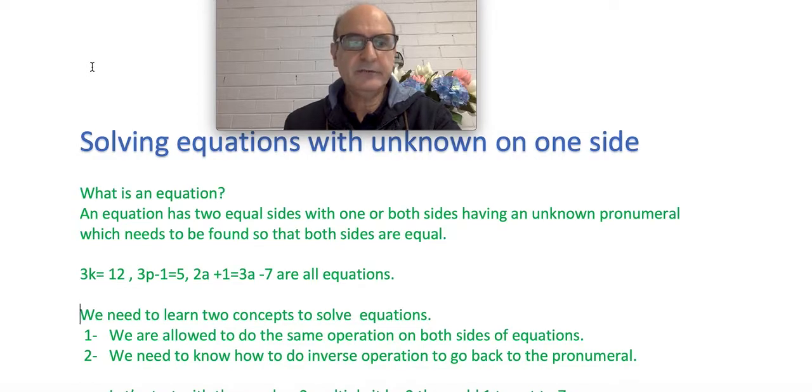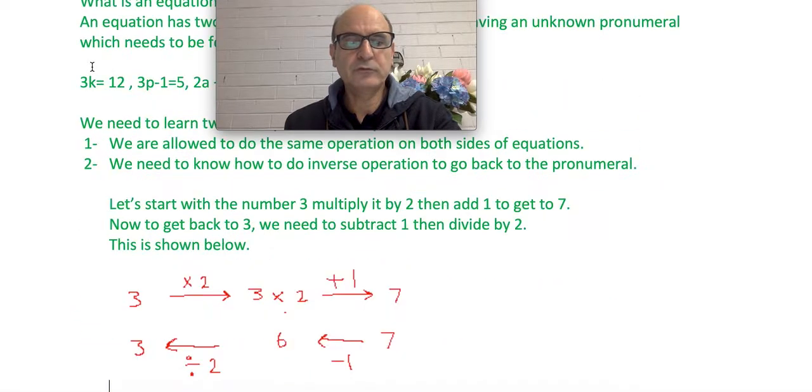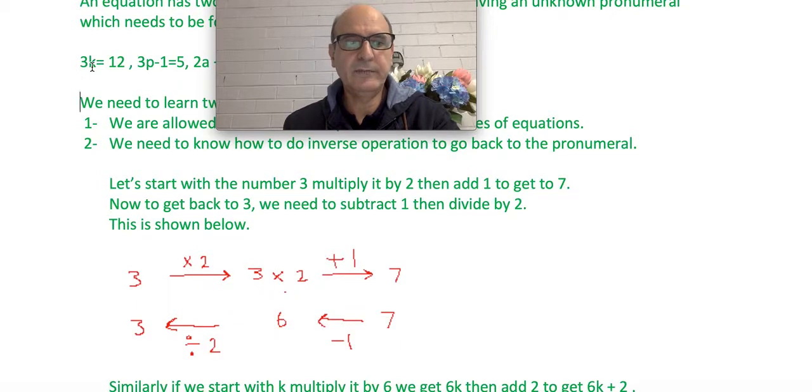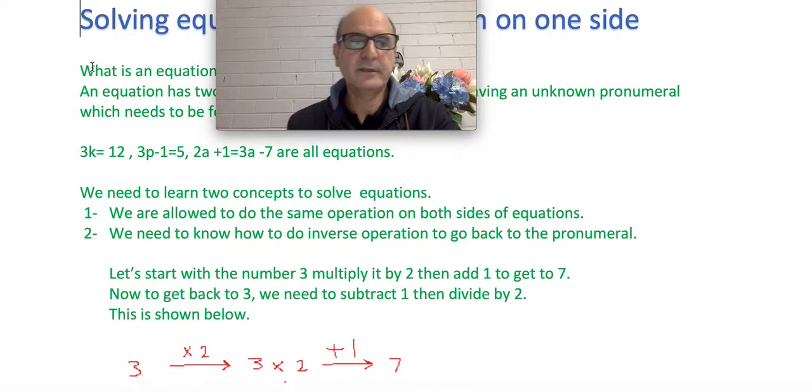There are things which we need to know to solve an equation. There are two concepts. We are allowed to do the same operation on both sides of an equation. So when you look at this, this is an equation. This side is called the left-hand side. This side is called the right-hand side. The equality sign is in the middle, and anything to the left of that is the left-hand side, and anything to the right of that is called the right-hand side.